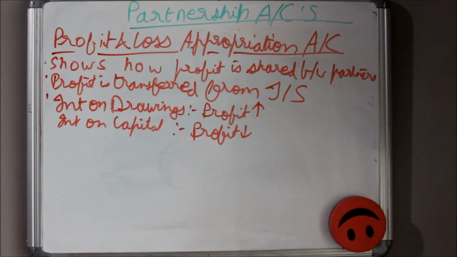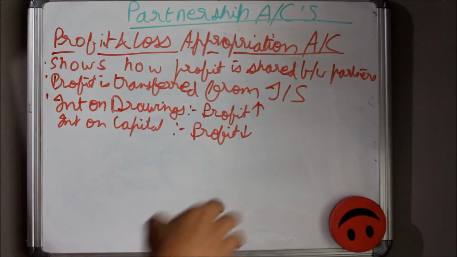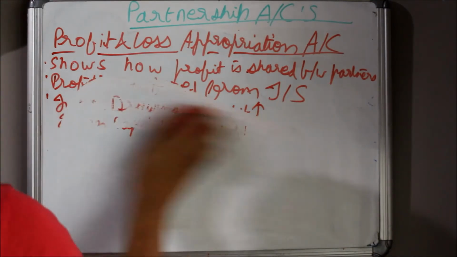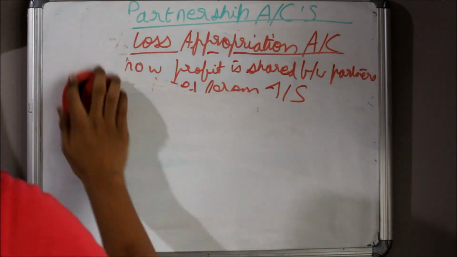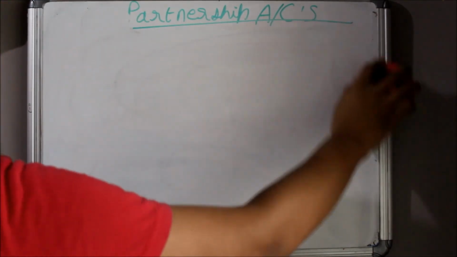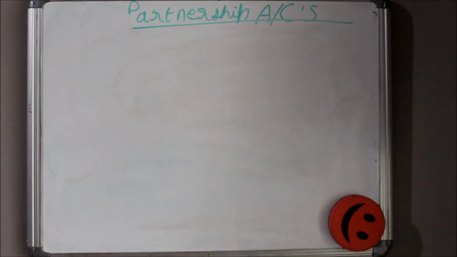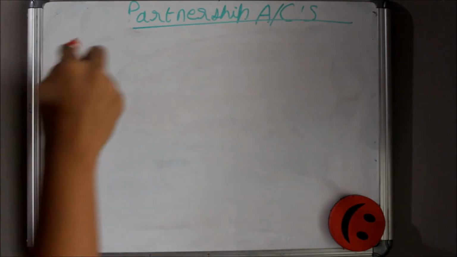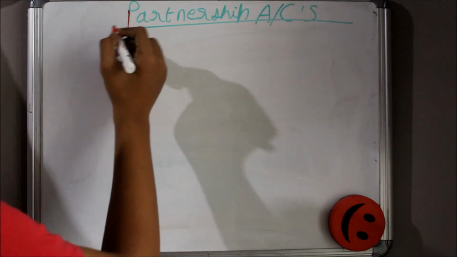So these were a few theoretical things about the profit and loss appropriation account. Now what I'm going to teach you is how to make the profit and loss appropriation account. Now this is very important, so you have to pay attention. So I'm going to write profit and loss appropriation account.